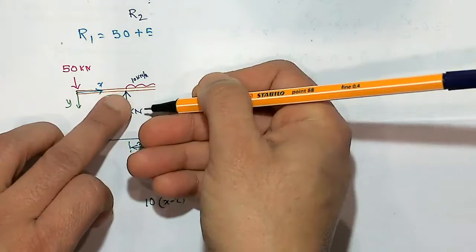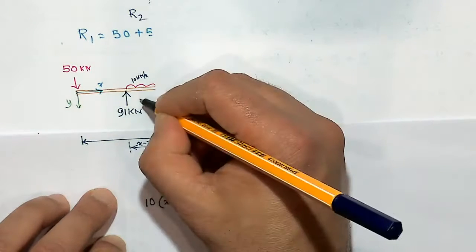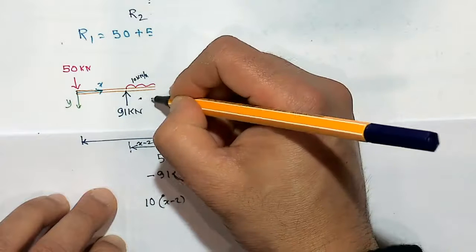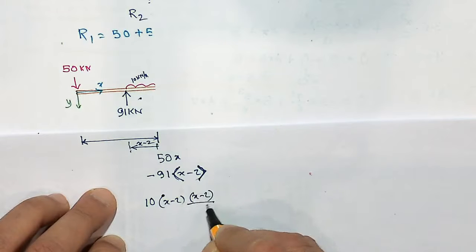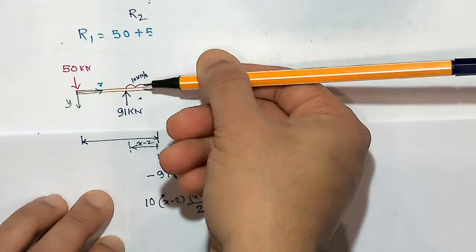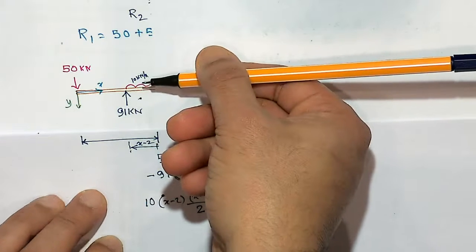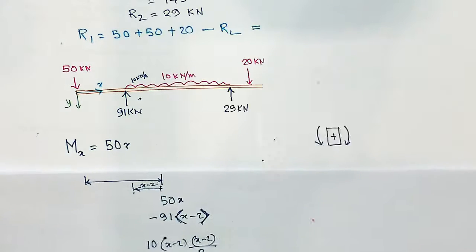That's the total load. 10 times (x minus 2) is the UDL, and where this will act, that will act at half of this, x minus 2. So that is (x minus 2) over 2. That's the moment due to this little bit of load over here. So let's write it down into our expressions over here.